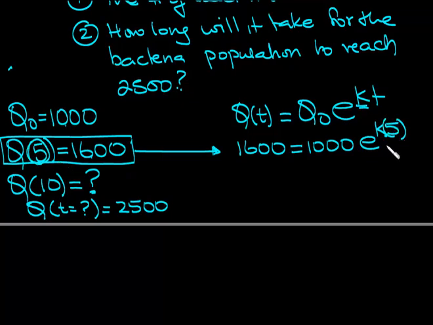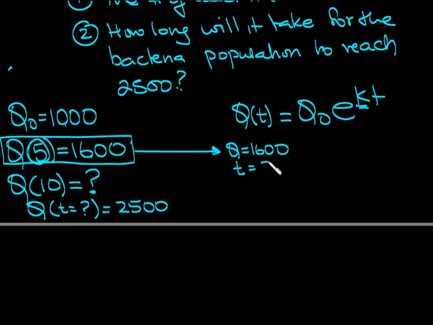Okay, maybe this might be better to write down. They've given us Q equals 1600 and t equals 5. That's what this tells us. So let's plug it into a formula. We have 1600 = 1000 e^(5k). So I need to find k.